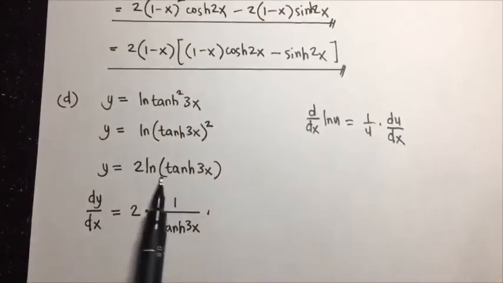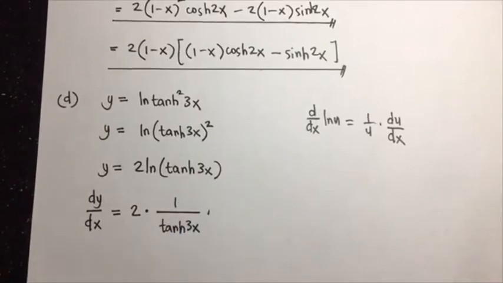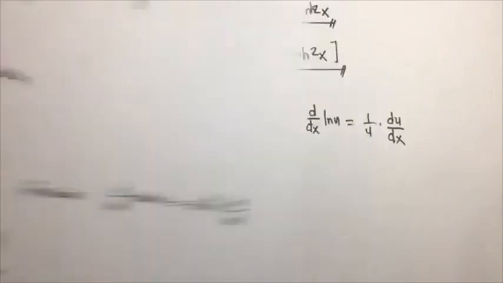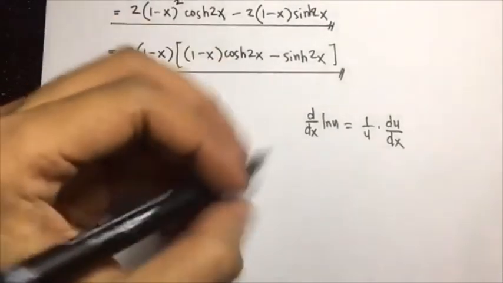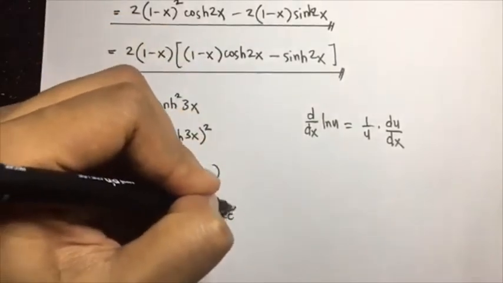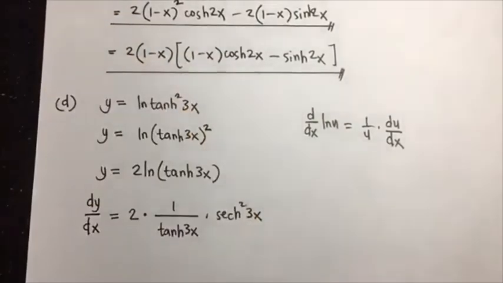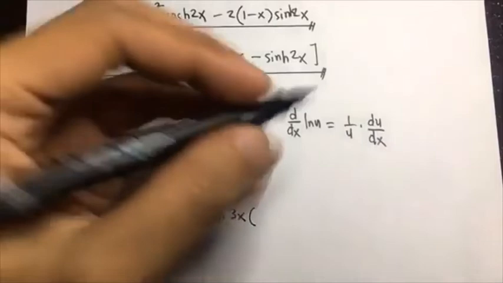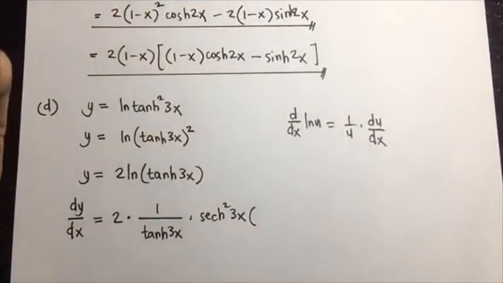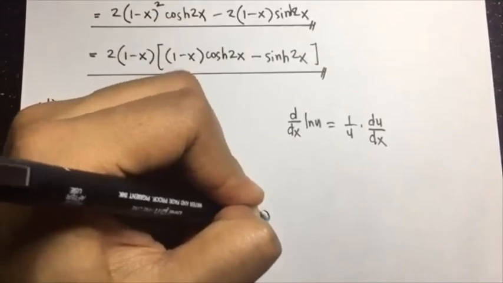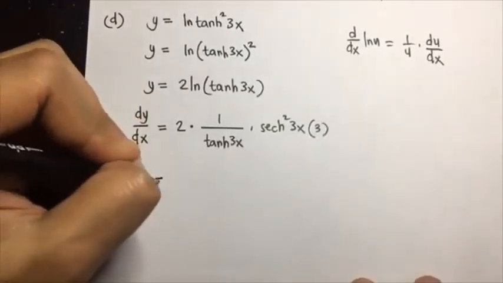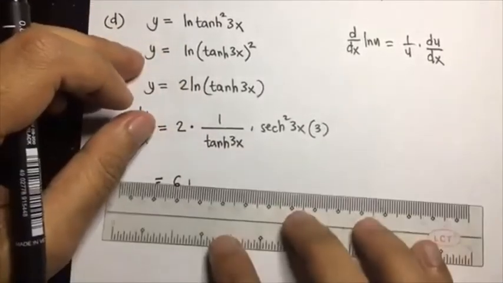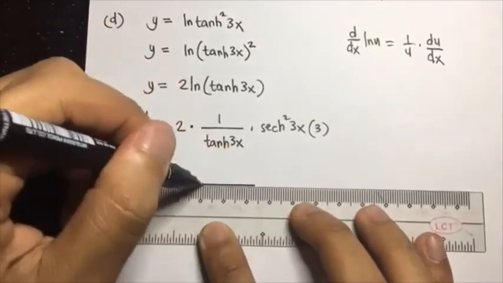So the derivative of hyperbolic tangent of 3x, from the formula earlier, the derivative of hyperbolic tangent is hyperbolic secant squared. So times hyperbolic secant squared of 3x multiplied by the derivative of 3x, which is equal to 3. Okay, and then simplify. So 2 times 3, that is 6, times. To simplify this, we can express this in terms of sines and cosines.